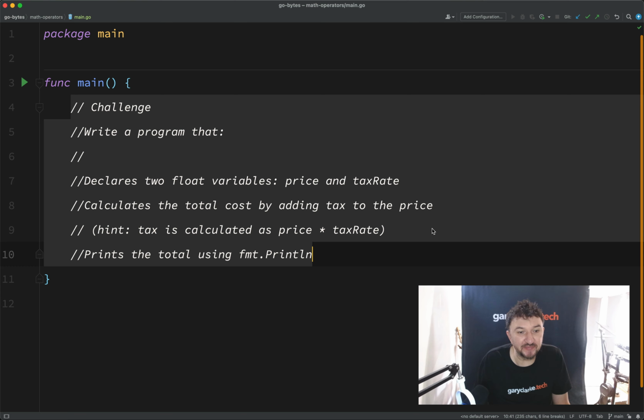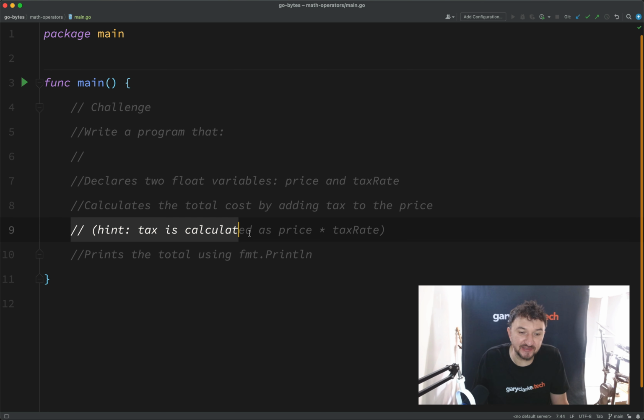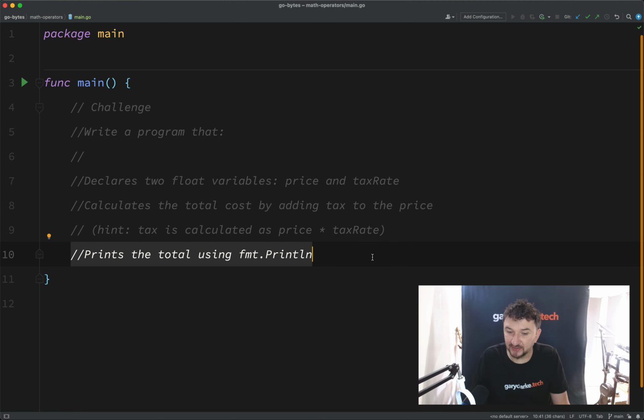Write a program that declares two float variables, price and tax rate, calculates the total cost by adding tax to the price. And I've dropped a little hint in there regarding tax because that would need to be calculated first. And that is calculated as price multiplied by tax rate. And then print the total using format print line. So I think you've got enough information to be able to have a go at this. Go and remind yourself of how parentheses work if you need to, but I'm pretty sure you've got this. Pause me now and give this a go.